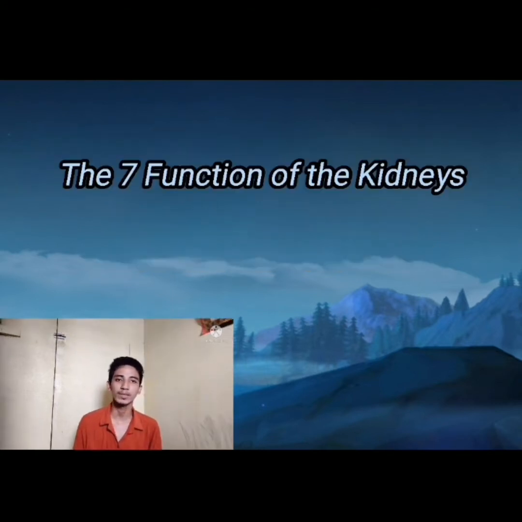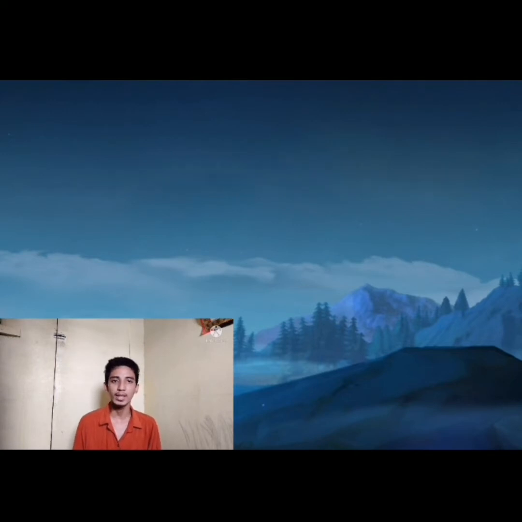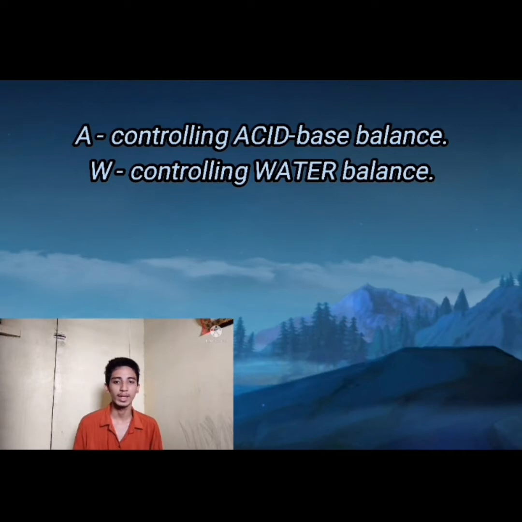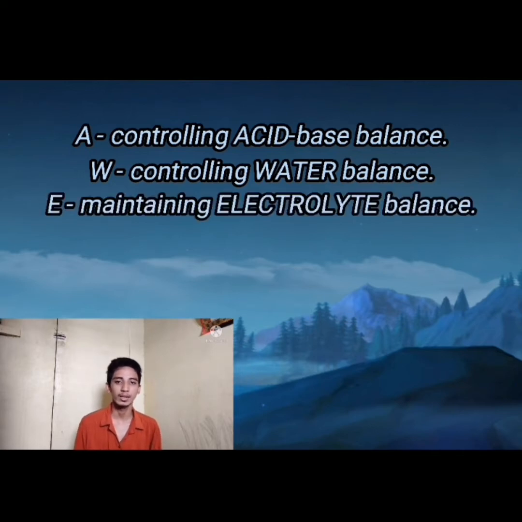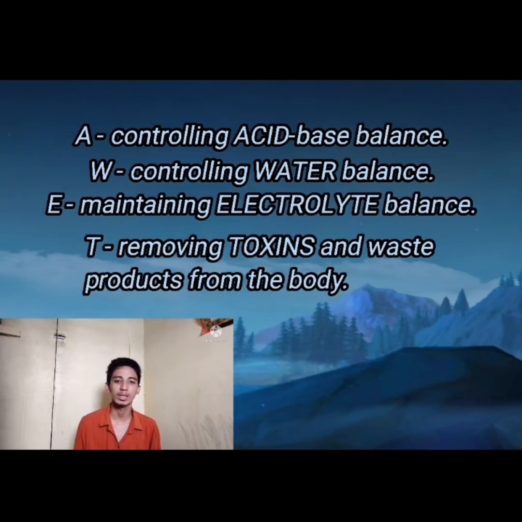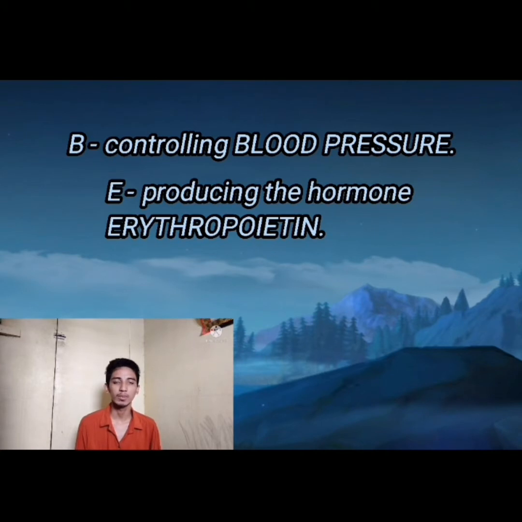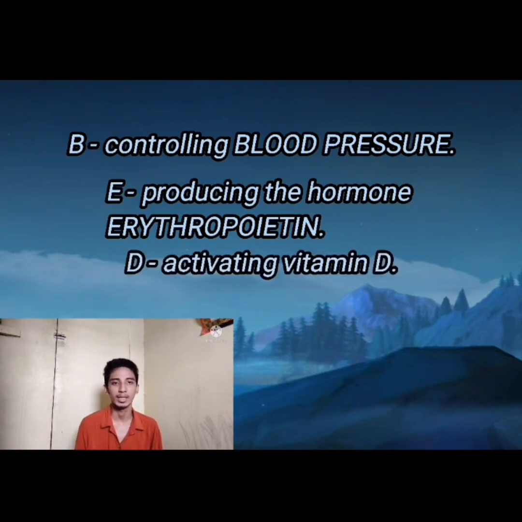And we also have the 7 functions of the kidney. So A, controlling acid-base balance. W, controlling water balance. E, maintaining electrolyte balance. T, removing toxins and waste products from the body. B, controlling the blood pressure. E, producing the hormone erythropoietin. And D, activating vitamin D.